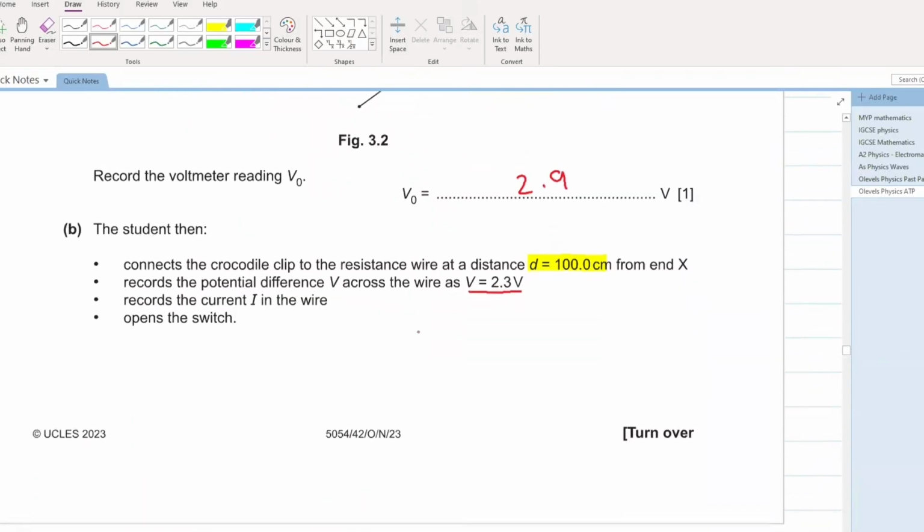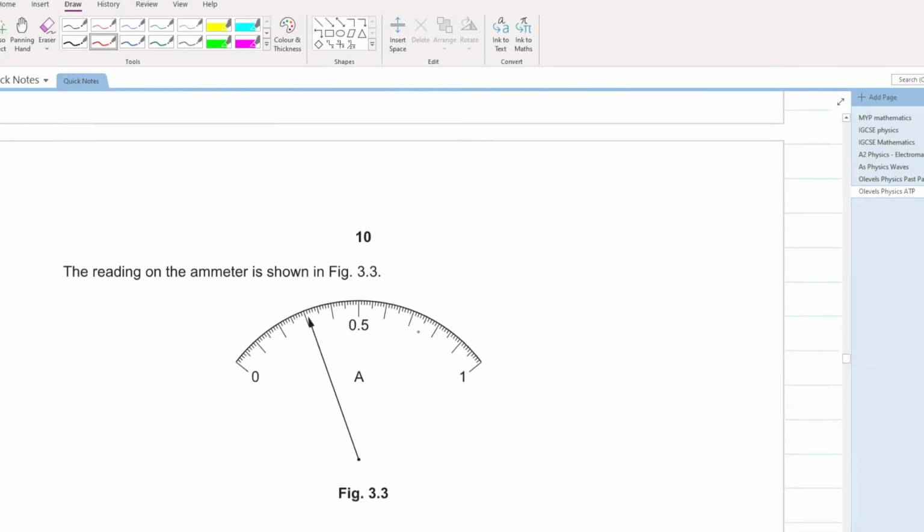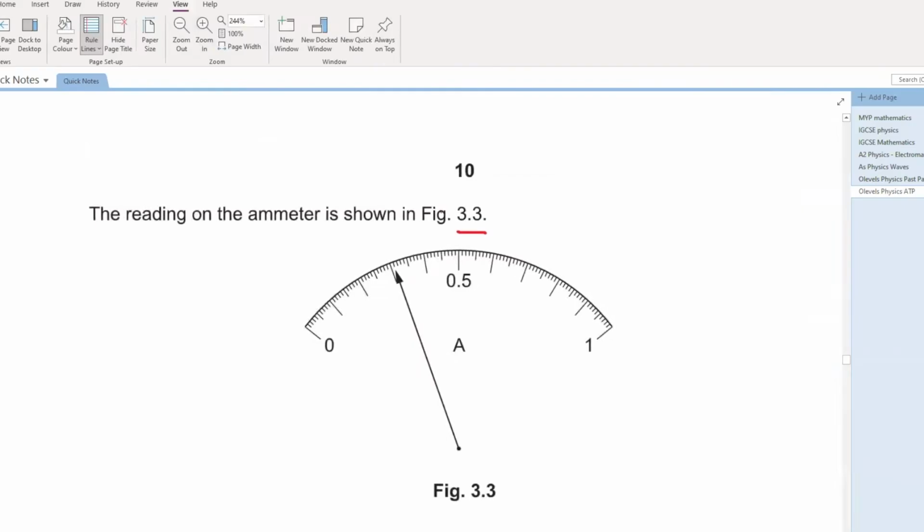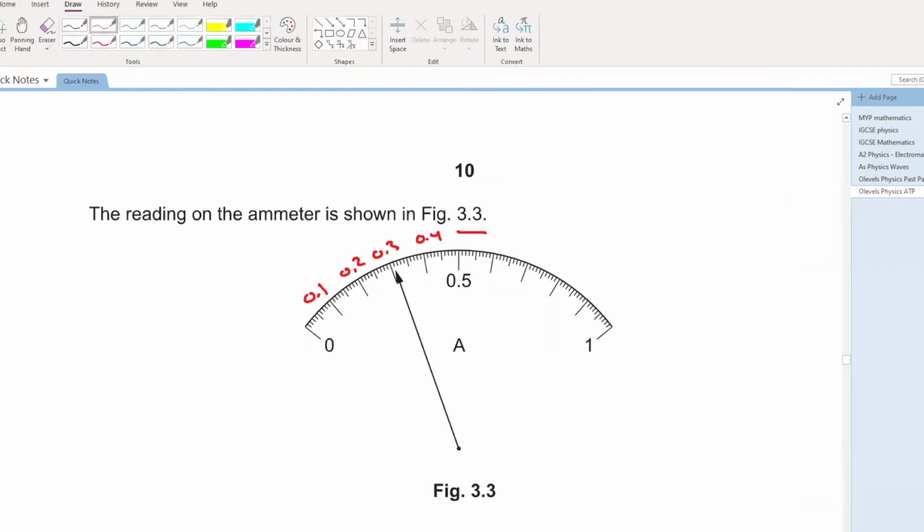Perfect. Record the current in the wire and open the switch. The reading on the ammeter is shown in figure 3.3. Now we will have to zoom in a bit if we have to read this out. This is 0.5, this will be 0.4, 0.3, 0.2, 0.1. Perfect. The needle is slightly above 0.3. Can you realize the needle is slightly above 0.3 at this value?